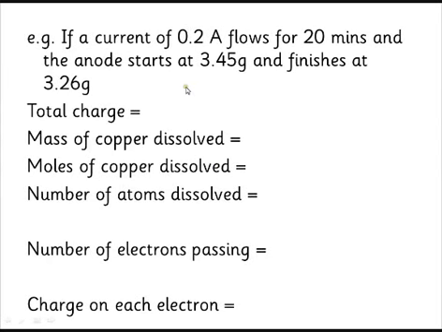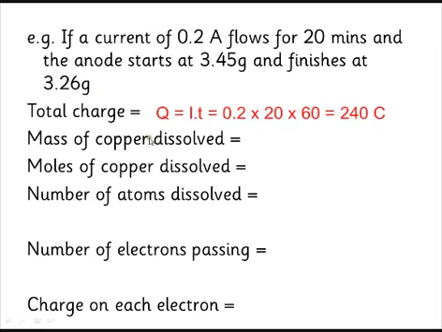Okay, so here's our little example calculation. This is an experiment where you had 0.2 amps flowing in the circuit for 20 minutes. The anode started at 3.45 grams, it ended up at 3.26 grams. Okay, so the anode's got lighter because the copper's dissolved. Every time an atom of copper turns into an ion, it releases 2 electrons. That's what's made this current.